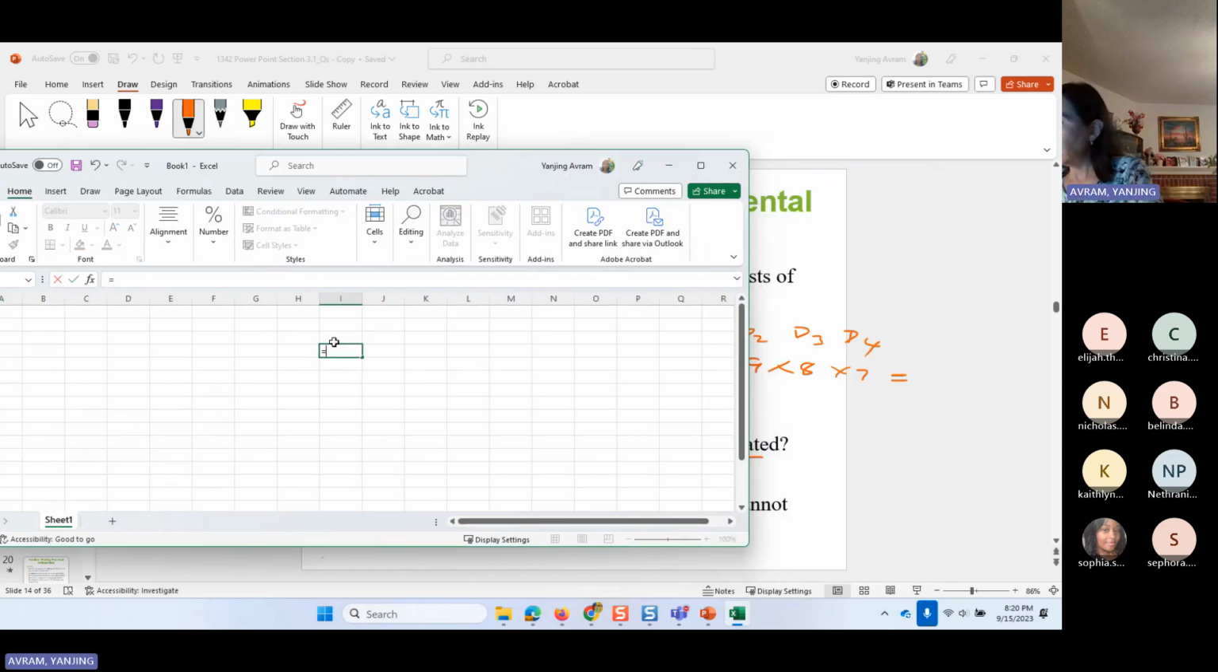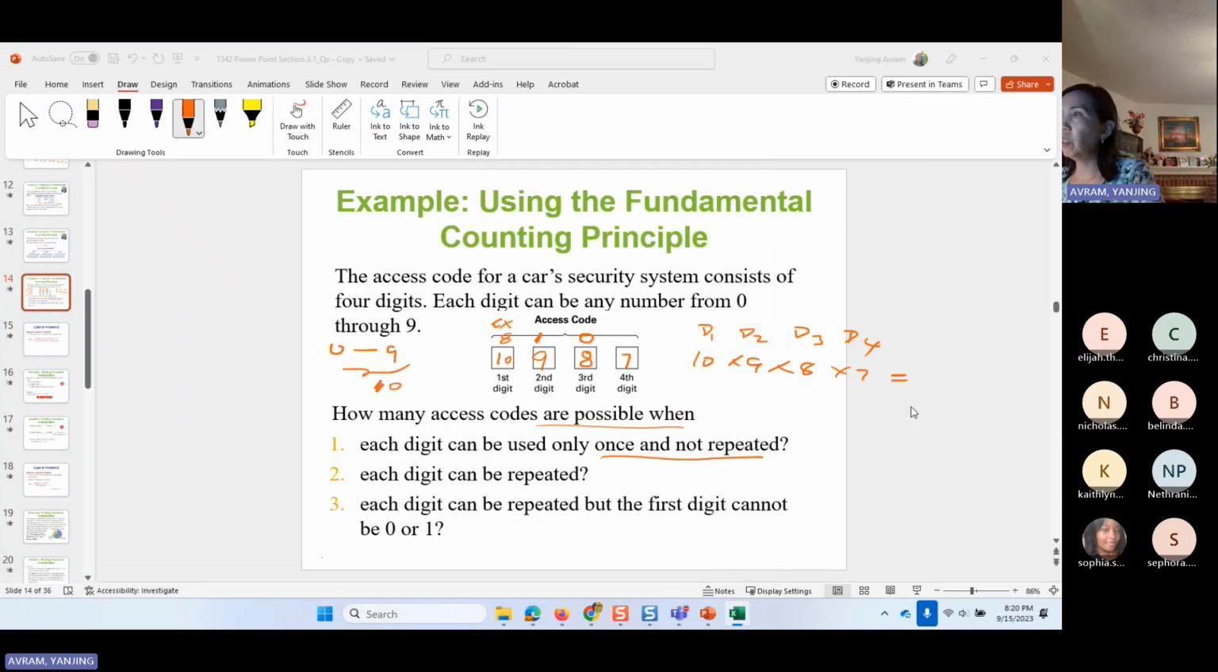All right, so we have 9 times 8 times 7, that is 504, and then times 10. So that's 5,040. So you have 5,040 choices if each digit can be only used once, not repeated. Okay, that is the A. That's the first one. Okay, so second one, each digit can be repeated. So how do you find the second one?